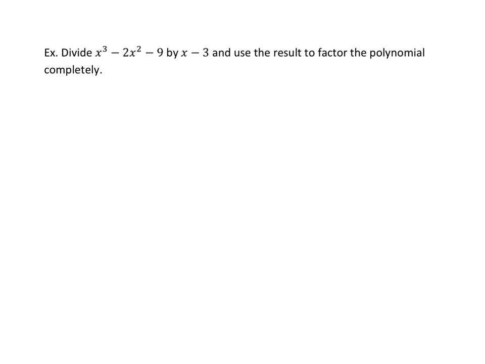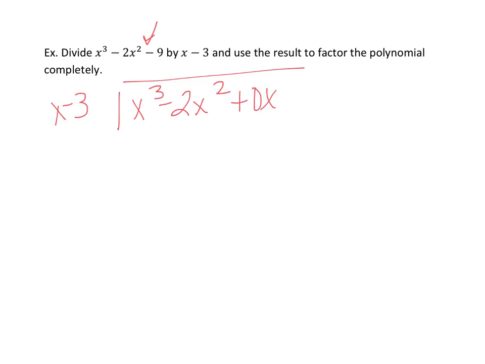All right, let's do another example of long division. If you've seen this before, it's been a while, and it is a very important concept for polynomials. So I'm going to put my x minus 3 on the outside. X cubed minus 2x squared. We do have a difference here. There is no x term right here. So I'm going to put a plus 0x as my placeholder and my minus 9.